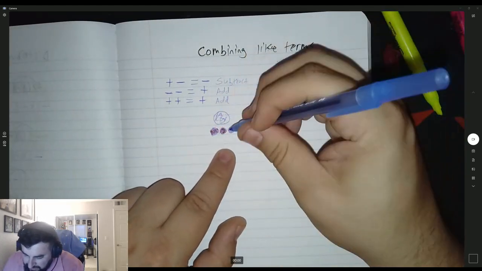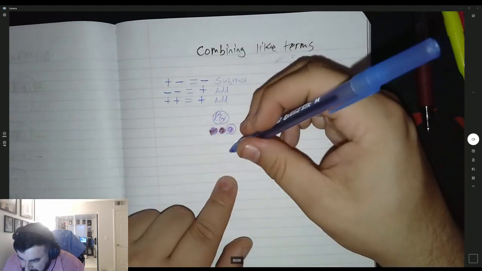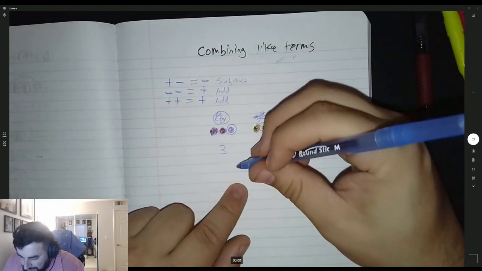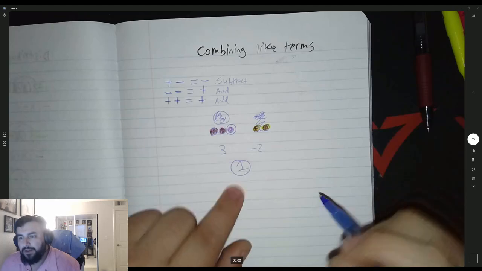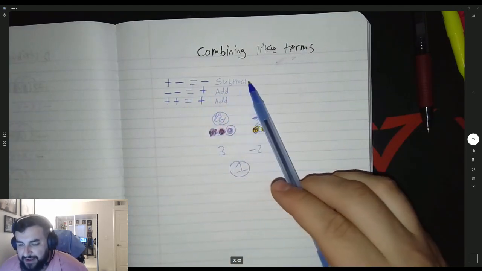So that only leaves how many positives left? That's only one positive left. Okay, so when you combine 3 and a negative 2, you get a positive 1 left over. And the reason why is because positives and negatives subtract.